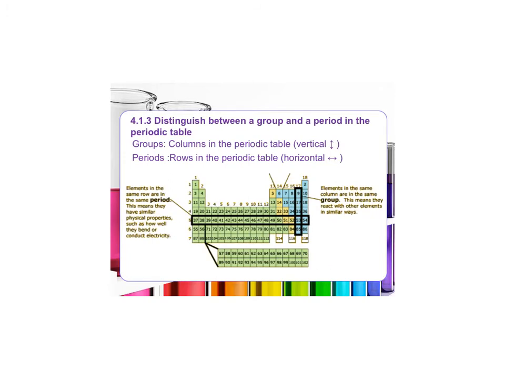As well as having columns, so the groups that go up and down, we also have periods. And periods are going across, horizontal, left to right. And a period will have similar physical properties, whereas generally the groups will have similar chemical properties.